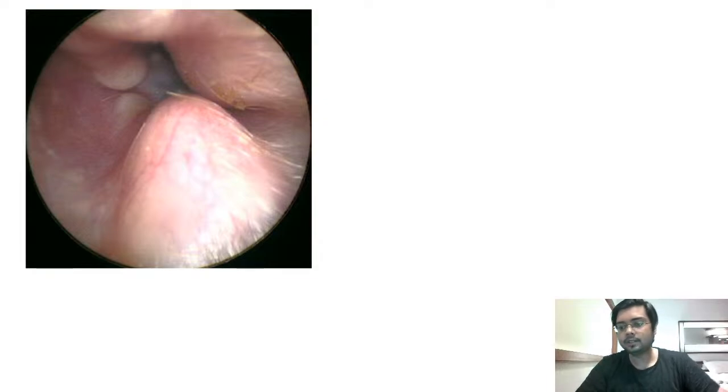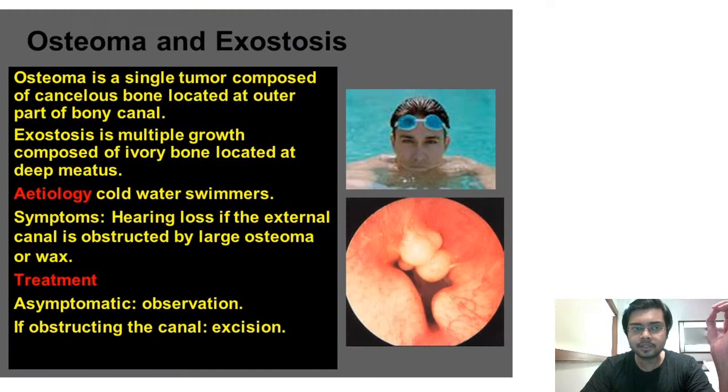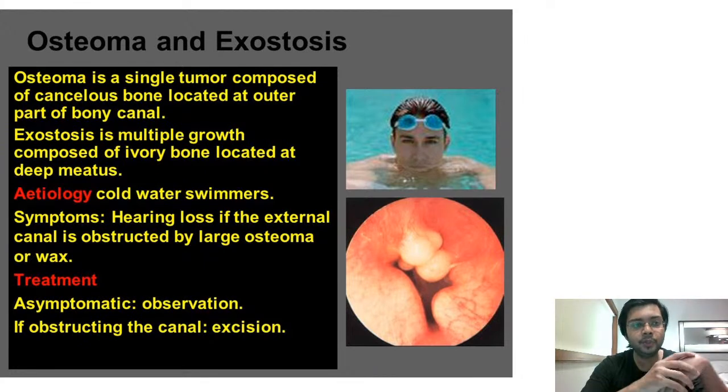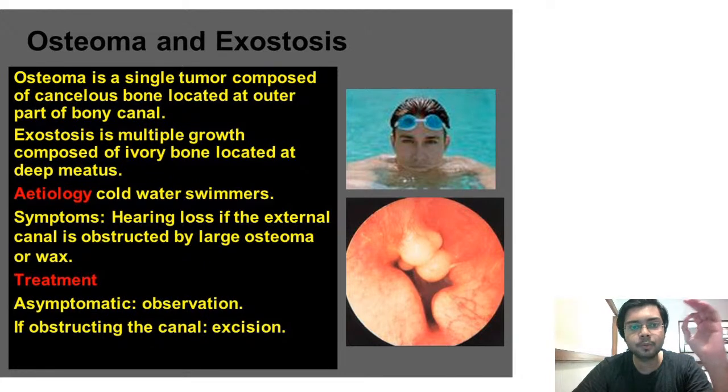Yes, I am waiting for the answer. So what condition are you suspecting? Yes, it is exostosis. And why not osteoma? Basically you also need to see whether this swelling is bilateral or unilateral. Osteoma is a single tumor composed of cancellous bone located at the outer part of the bony canal. Exostosis, while, may be a multiple growth located in the deep meatus, and mostly it is bilateral.